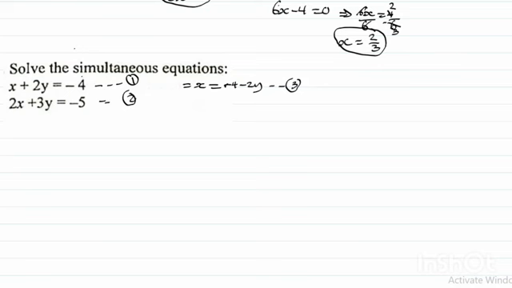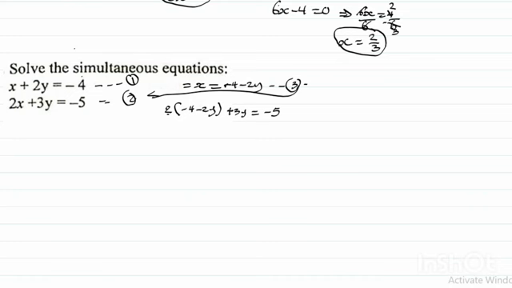So let's substitute this equation 3 into equation 2. Therefore, anywhere you see s, replace it by minus 4 minus 2y in equation 2. So now we have 2. Instead of writing this s, let's open brackets and put minus 4 minus 2y, close brackets, plus 3y equal to minus 5. So the next thing here is to open the bracket we have here.